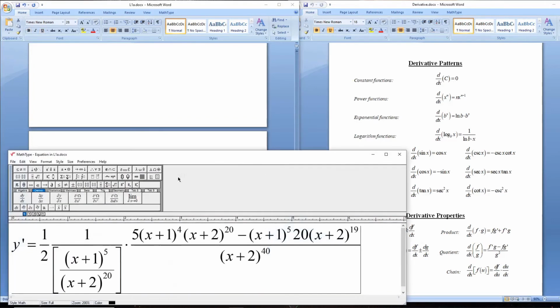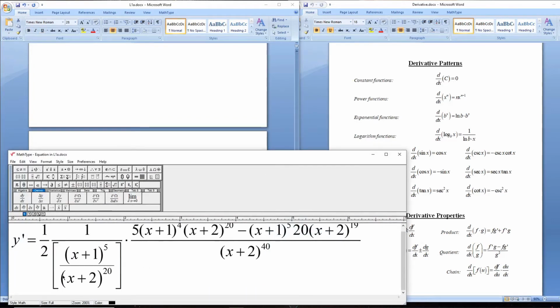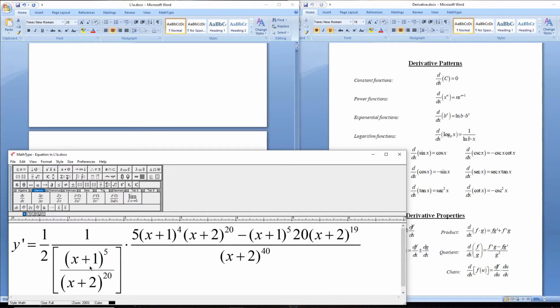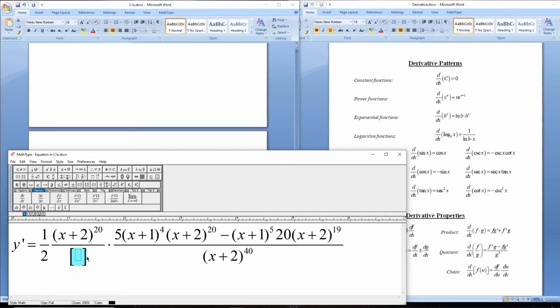So if we wanted to see what we can do to clean this up, this 1 divided by this, we can multiply by the reciprocal on that. So we could bring that x plus 2 up. There we go. So multiply by the reciprocal, we'll flip that. We get some x plus 2. Well, let me leave that as a step.